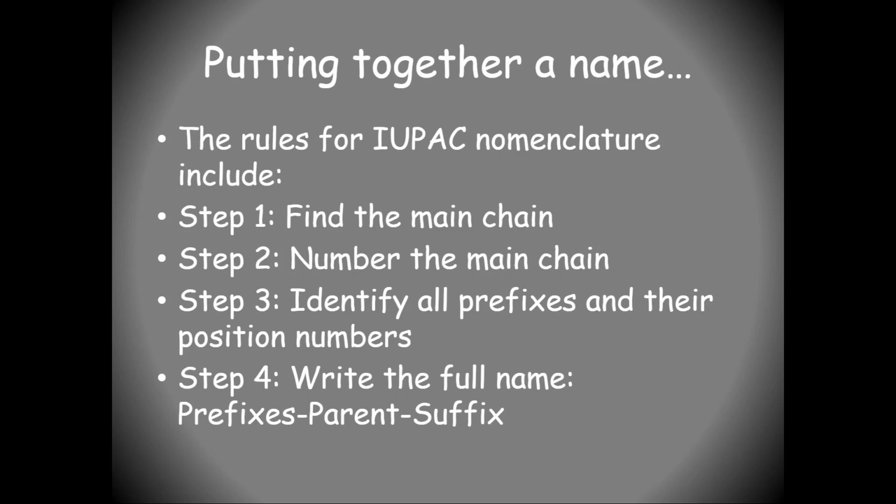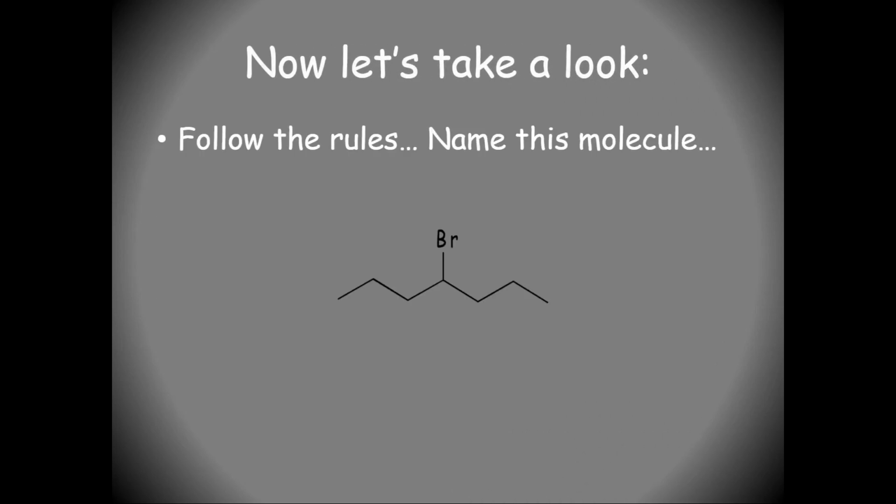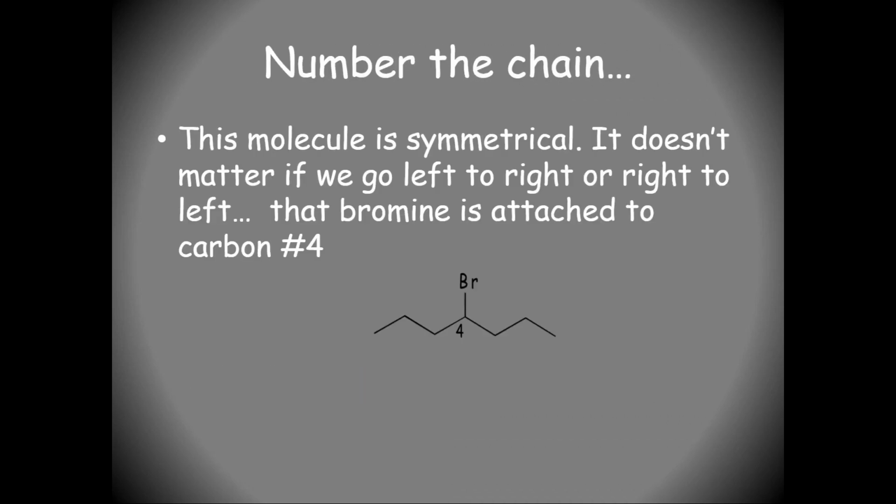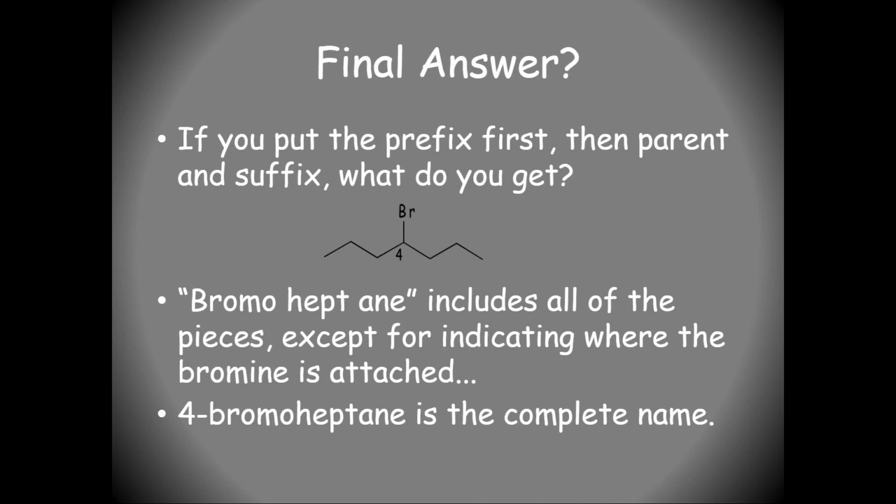In general, we find our main chain, number the main chain, identify all the prefixes and their position numbers, and then write it together. This right here is on 1, 2, 3, 4, so it's on the fourth carbon. 5, 6, 7. So this is going to be 4-bromoheptane. This will be heptane, and it's on number 4: 4-bromoheptane. That's how we solve the name for all of these.